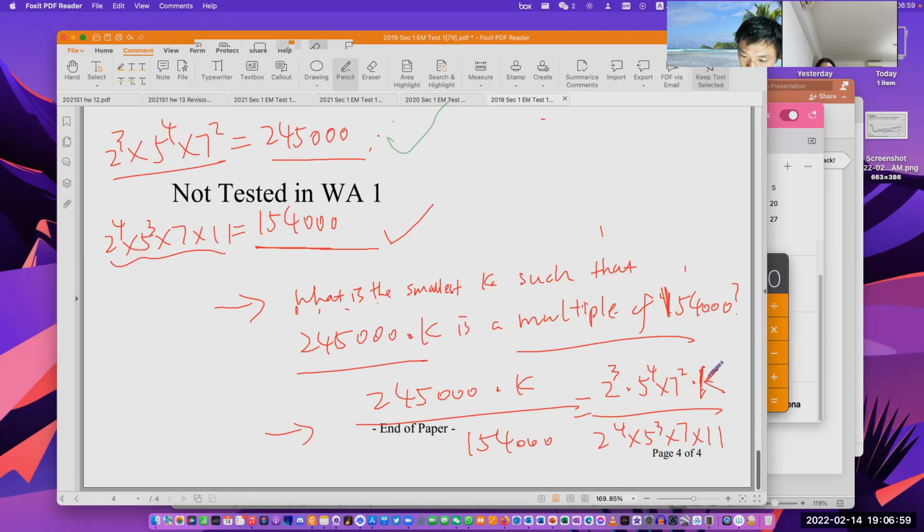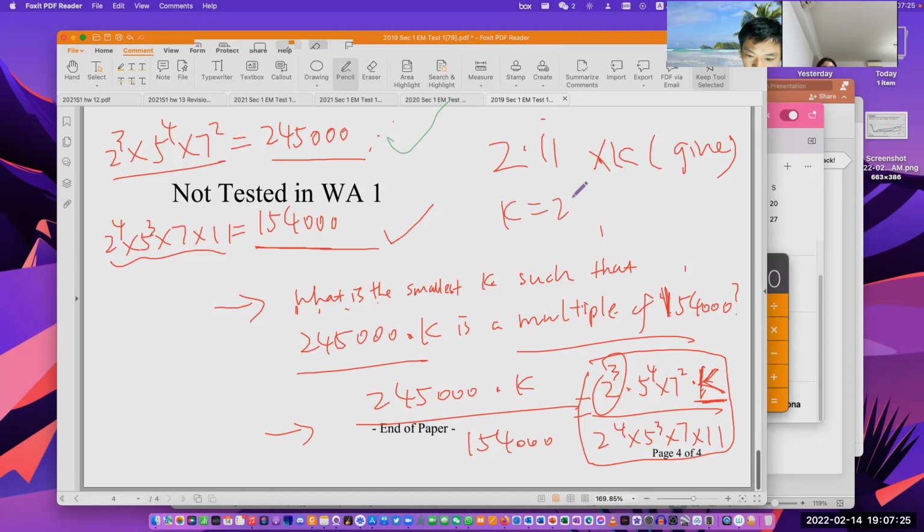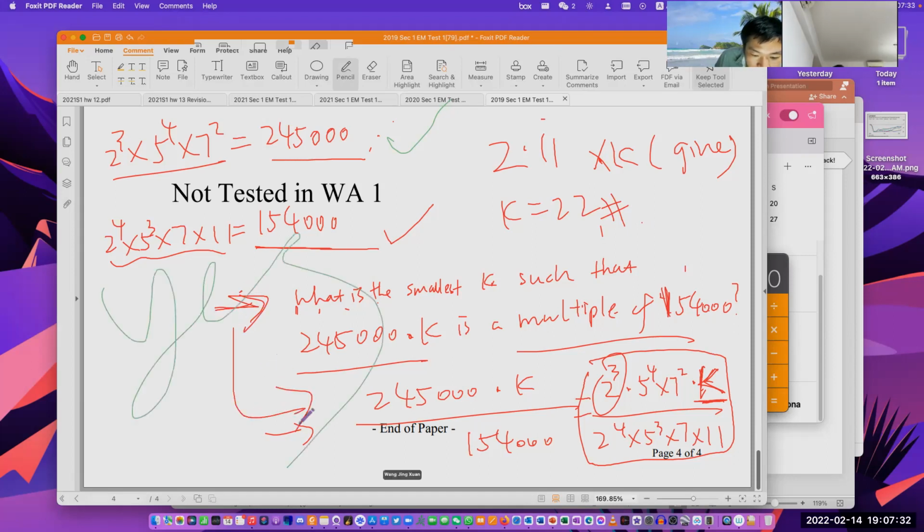So can you see that? You will get what we did just now. So you need a 2 because times k means you give. Times k means give. So you need to give a 2. Okay, and then here 5 can, 7 can, no need. So you need another 11. So your k is 22, smallest. Are you clear that this kind of question, actually what they want is this?